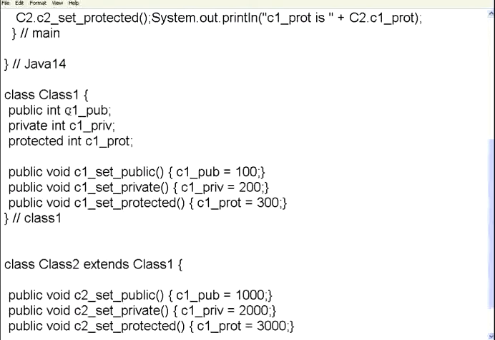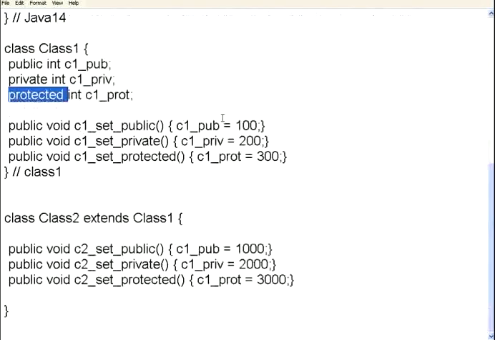Let us look at these two classes. Class 1 has three attributes: C1 underscore public. C1 is the prefix for class 1. It's just for the namesake; you can have any variable name, just to make sure that you understand the attribute name and associate it with the class name. This is public, this is private, this is protected.